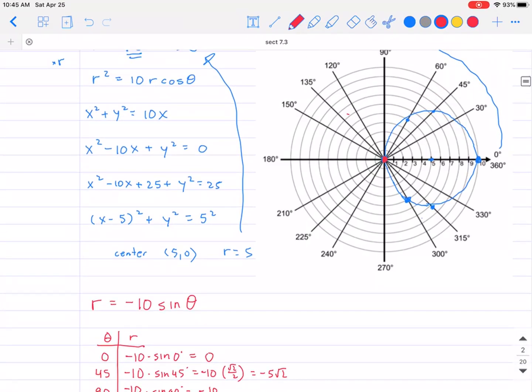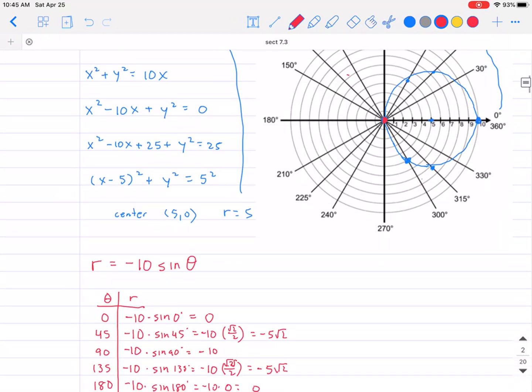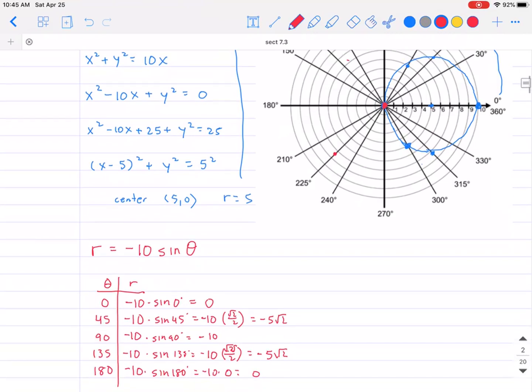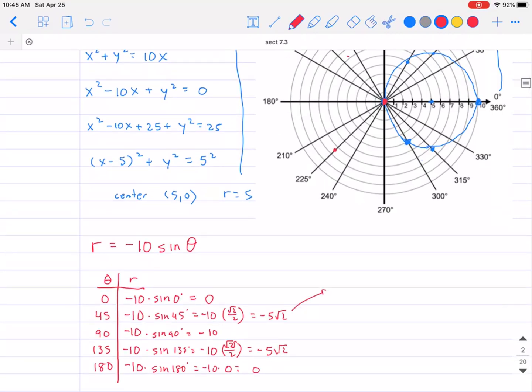Now, for 45 degrees, my radius is going to be negative 5 root 2. So again, we're going to go in the opposite direction of 45 degrees, and we're going to go towards the 225 degrees, out towards that direction 5 root 2 then. So that's 1, 2, 3, 4, 5, 6, 7. So that point is somewhere over here.